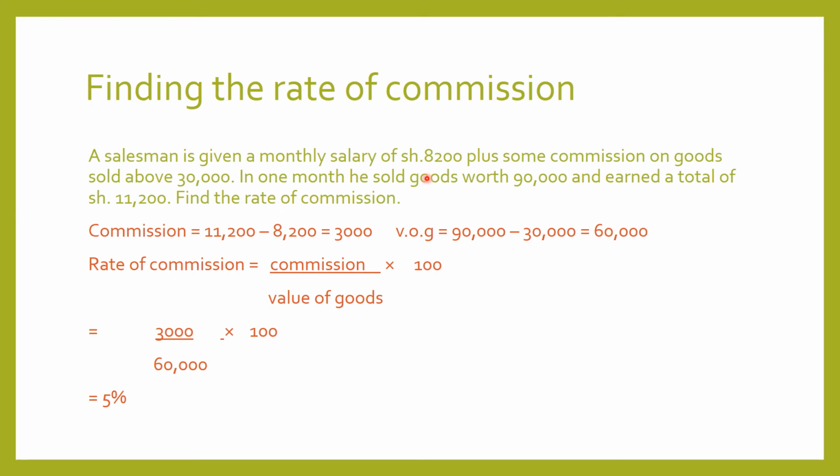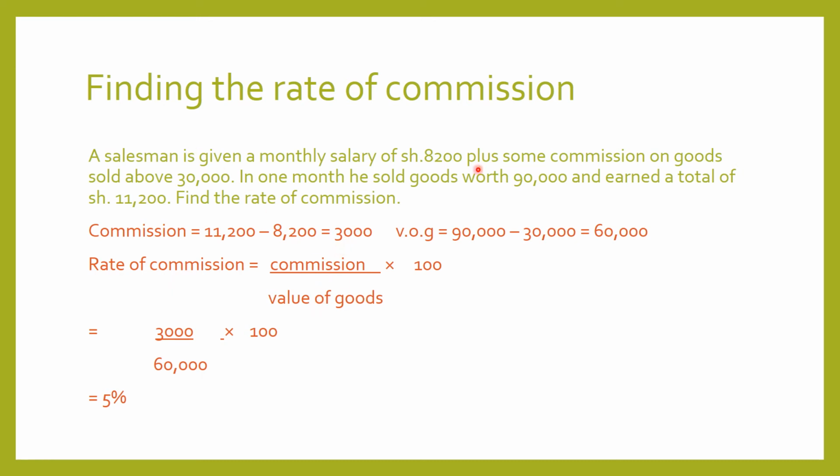So let's start with our commission. We'll subtract. Where is the total amount? It is 11,200 minus 8,200. The commission, or the money that was added on top of the salesman's salary, was 3,000. So 3,000 is your commission. That's the first step I told you. So what is our formula? Finding the rate of commission is equal to commission, which is 3,000, over value of goods.